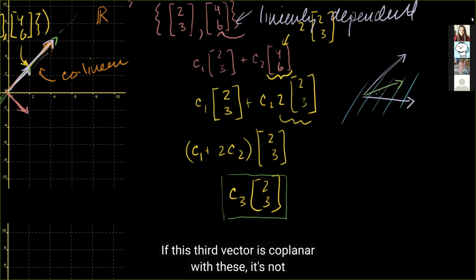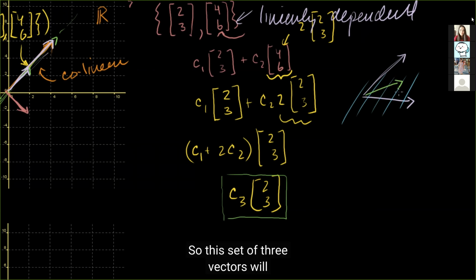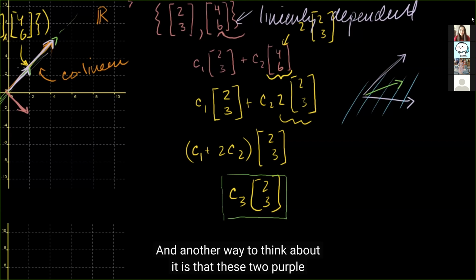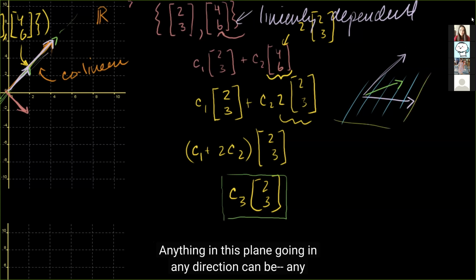Right? If this third vector is coplanar with these, it's not adding any more directionality. So this set of 3 vectors will also be linearly dependent. And another way to think about it is that these 2 purple vectors span the plane that they define essentially. Right? Anything in this plane going in any direction can be any vector in this plane.